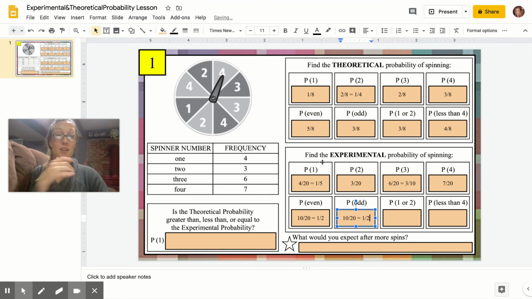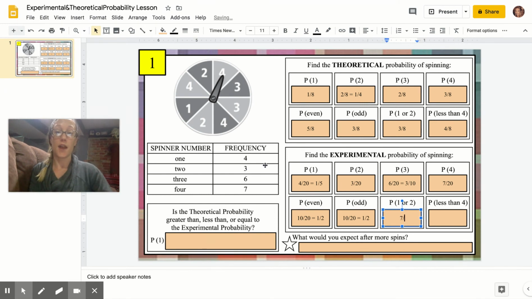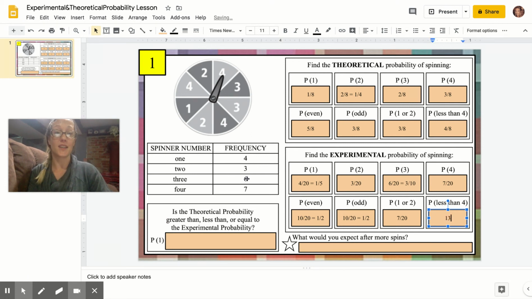How about the probability of a 1 or a 2? So we're going to look, how many times did it land on a 1 or a 2? Well, that was 7 times out of 20 total tries, 20 total spins. And how about less than a 4? Well, it landed on a 3 6 times, a 2 3 times, and a 1 4 times. So that's a total of 13 times it landed on something less than 4 out of 20 total tries.